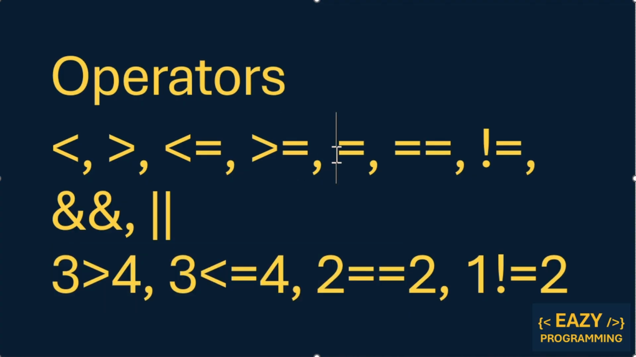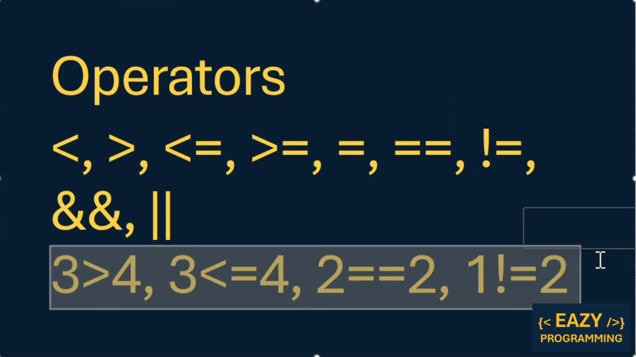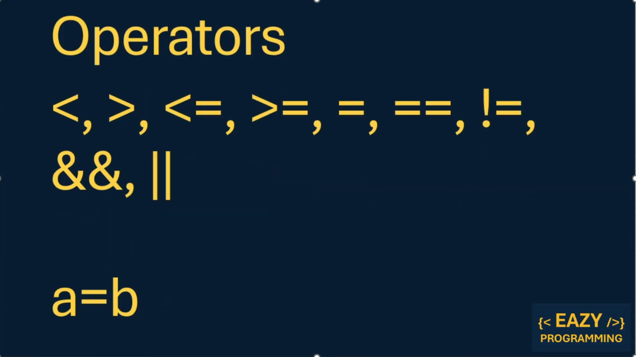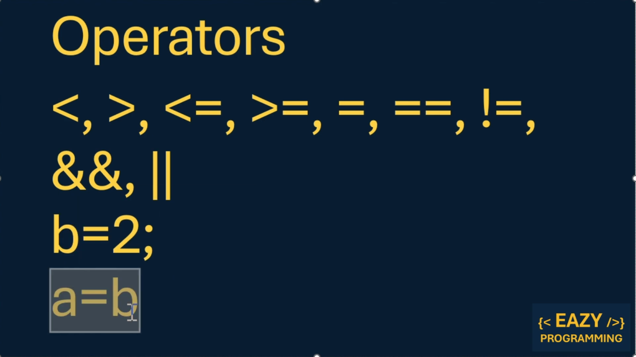Now if you will see, I have two equal to's, one is 1 equal to, another is 2 equal to. If I am writing A is equal to B, it means I am putting the value of B in A. For example, if B equal to 2, when I am writing A equal to B, I am putting the value of B in A. So A equal to B means A equal to 2.